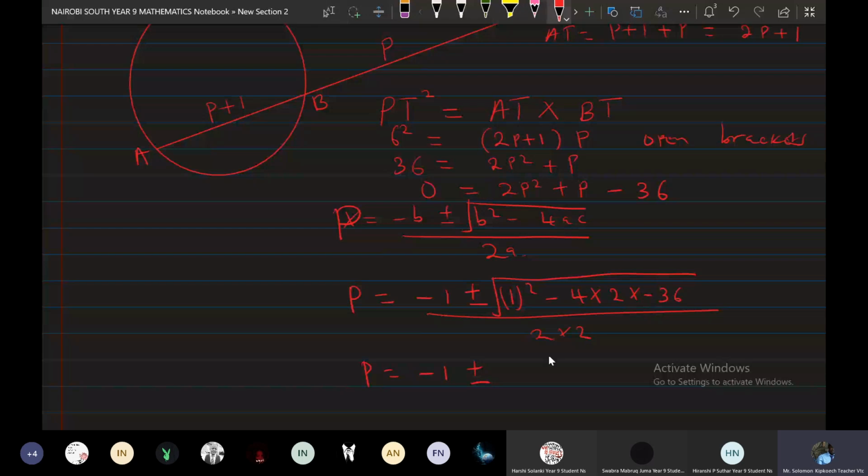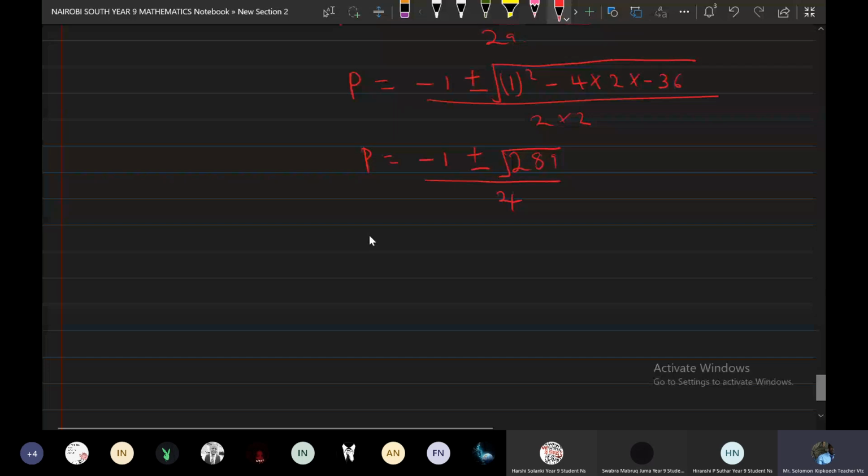Good. So you get 289. Then you square root, like that, all this out of 4. Let's continue. The square root of 289 is 17. So p equals -1 plus or minus 17 all over 4.